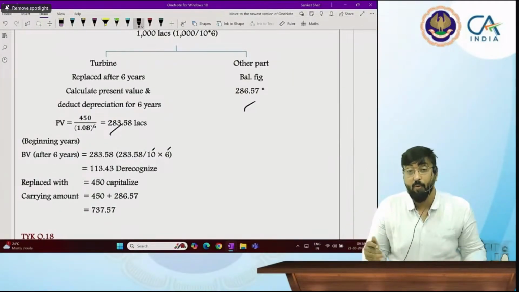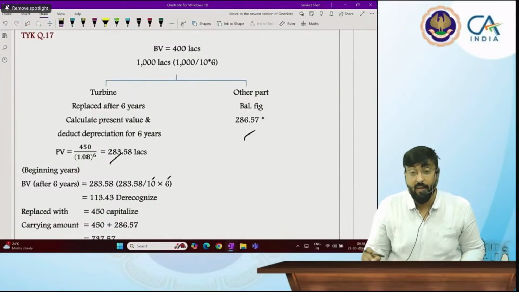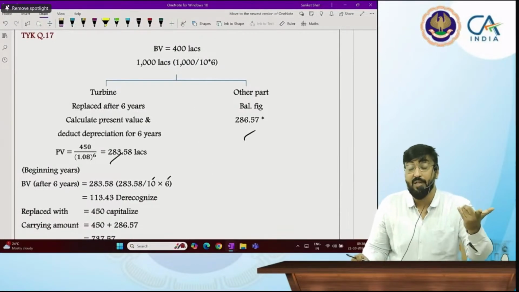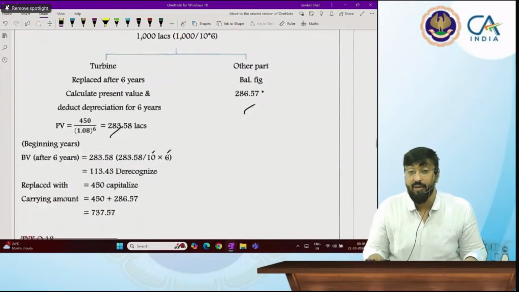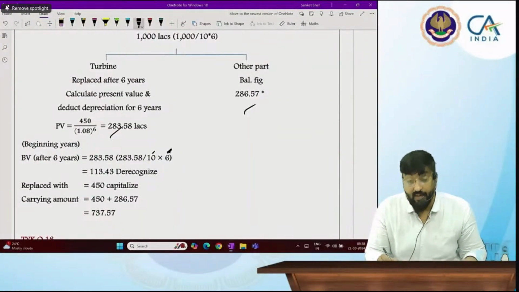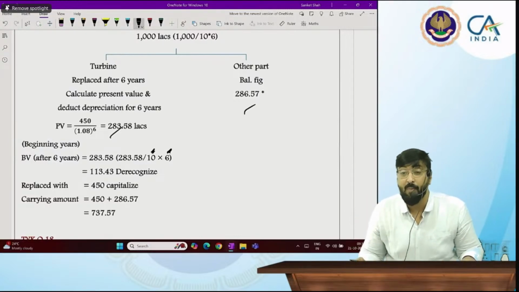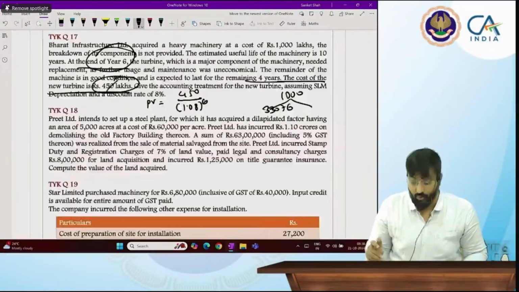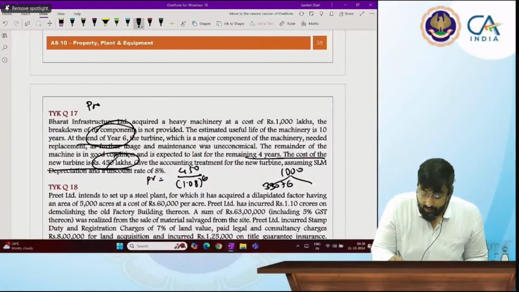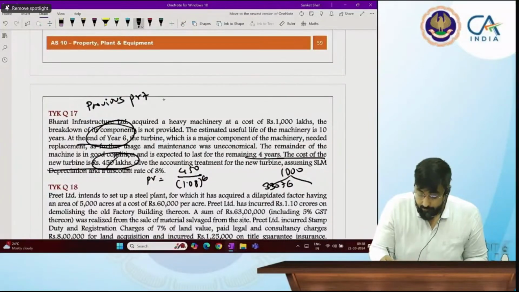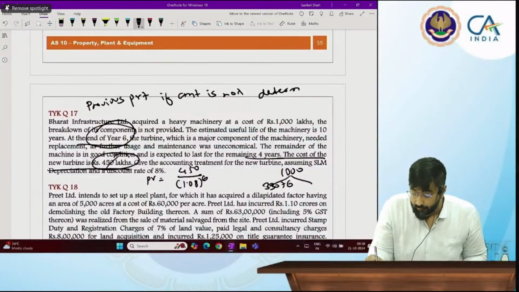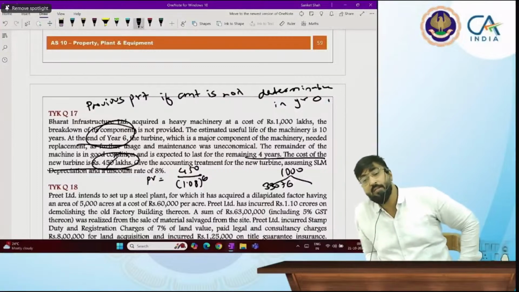So when you cannot bifurcate, what will you have to do? Take today's cost and find its value 6 years earlier. And you will de-recognize the last part. Now how many years have you completed? 6 years. And what is the life of that turbine? 10 years. Previous part. So this question is related to the previous part, if the amount is not available. So write on top of this question: previous part, if amount is not determinable, in year 0. In year 0. Understood? Yes sir.